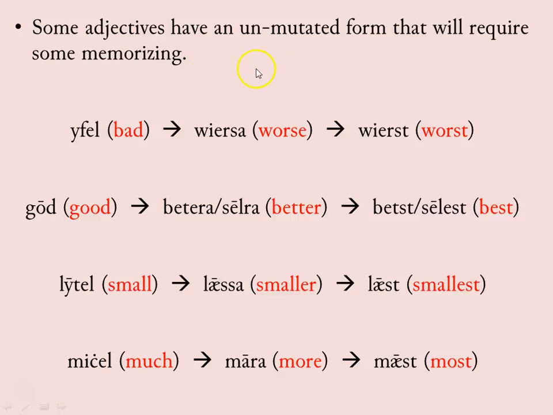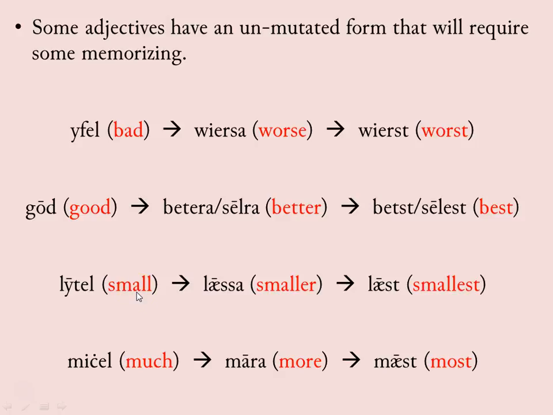Some adjectives have an unmutated form that requires some memorizing. So, yfel, bad. Wiersa, worse. Wierrest, worst. Gōd, good. Betera, better. Betst, best. Sēlra, better. Sēlest, best.